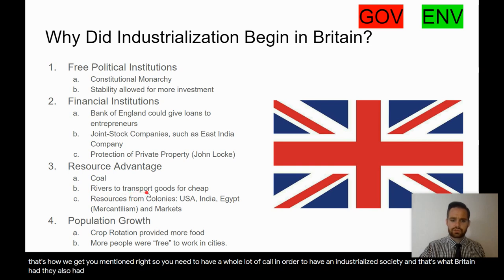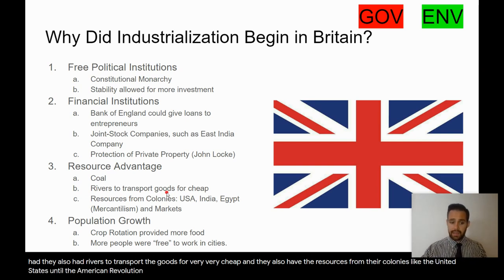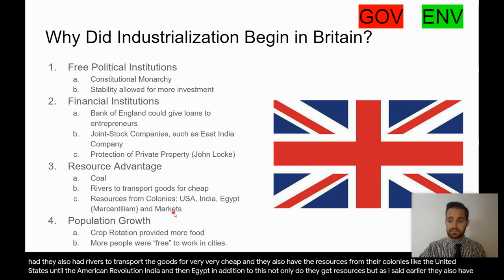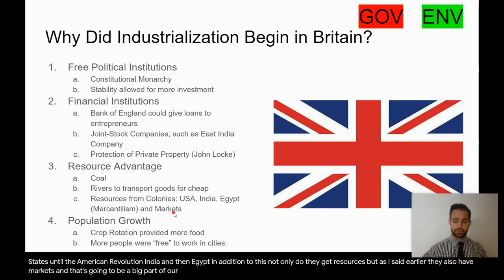They also had rivers to transport the goods for very, very cheap. And they also had the resources from their colonies, like the United States until the American Revolution, India, and then Egypt. In addition to this, not only do they get resources, but as I said earlier, they also have markets. And that's going to be a big part of our next unit, Unit 6, when we talk about imperialism.